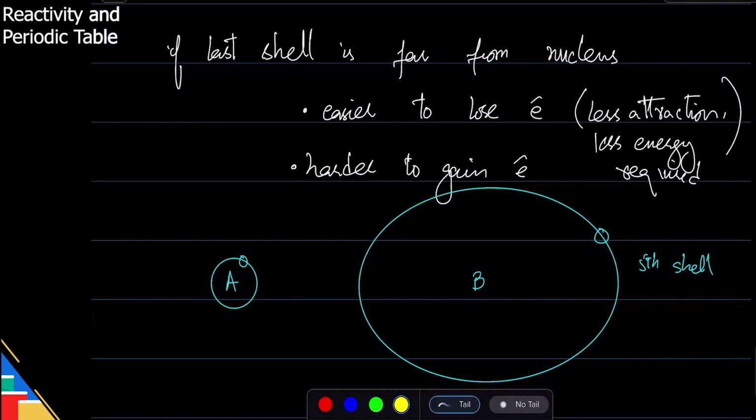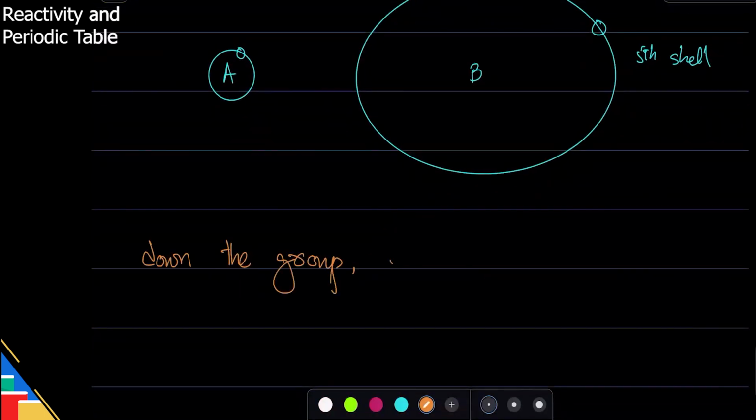Similarly, this one is very easy to gain another electron because it's a small atom. But in this one, it's very difficult to gain an electron because this is a very big atom. The attraction is weak. Now, non-metals traditionally gain electrons. So that means down the group, atoms become bigger. Why? Because they have bigger and bigger shells.